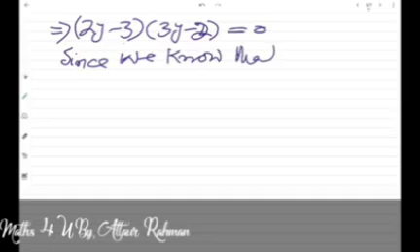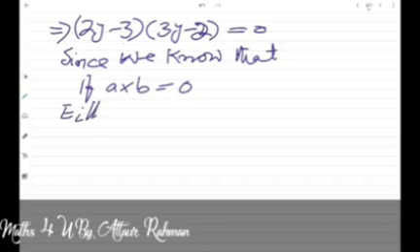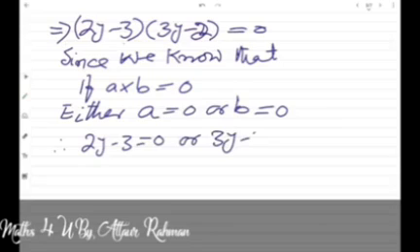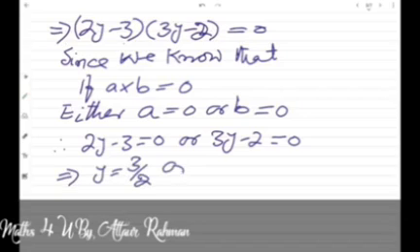Now we know a well-known method, that is the zero product property. That is, if a times b is equal to 0, then either a is equal to 0 or b is equal to 0 or both are equal to 0. So applying this property to the above, we have 2y minus 3 is equal to 0 or 3y minus 2 is equal to 0. Now these are linear equations. We know the methods to solve them. That is, y is equal to 3 upon 2 or y is equal to 2 upon 3.